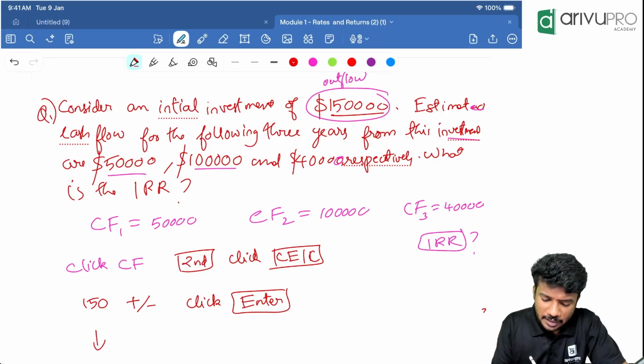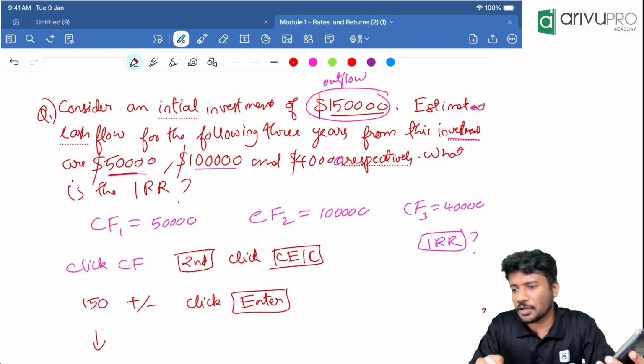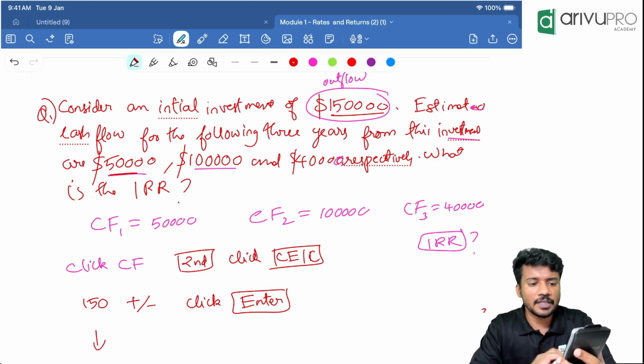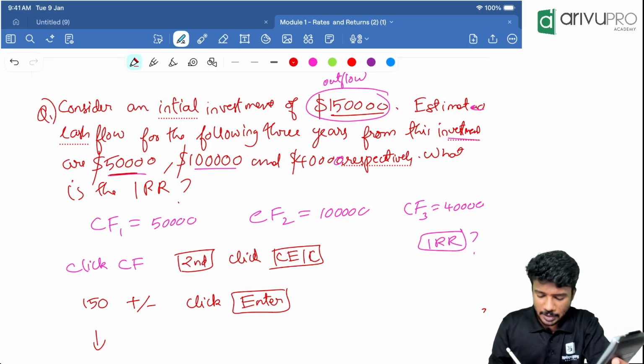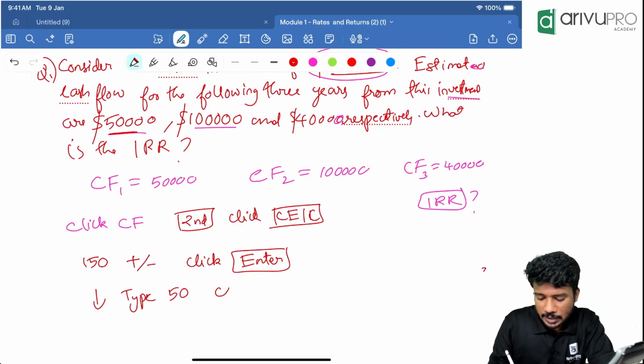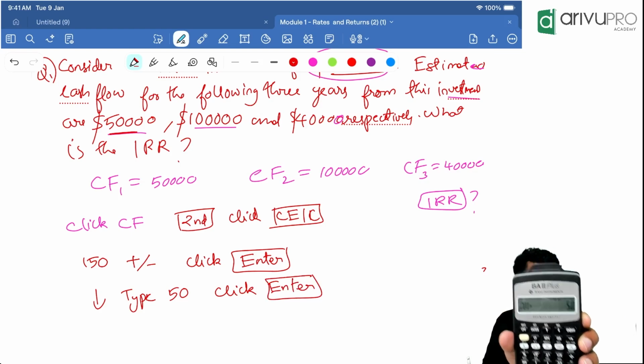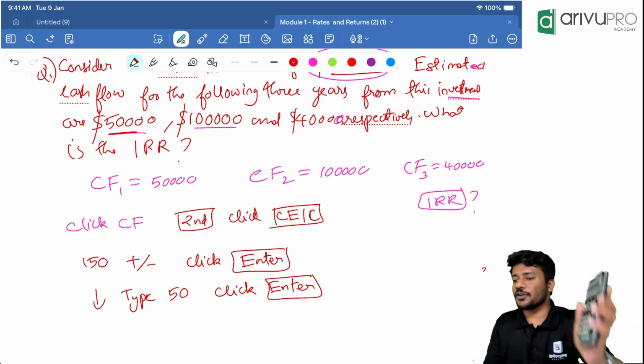C01 is whatever value we are getting in the first year. How much are we getting in the first year? We are getting 50,000. Will we put all the zeros? No, we will just type 50. Then click Enter. That means C01 is equal to 50 on your calculator.